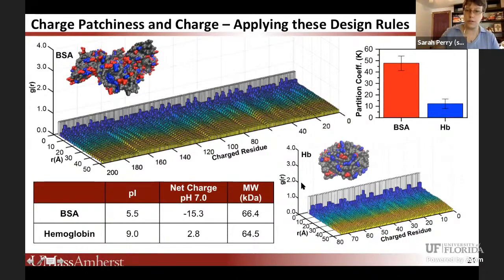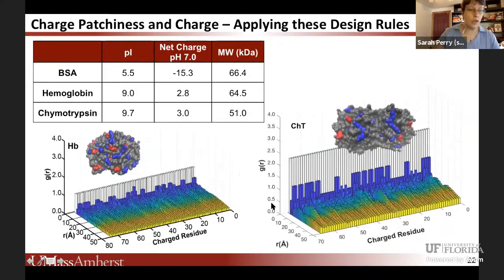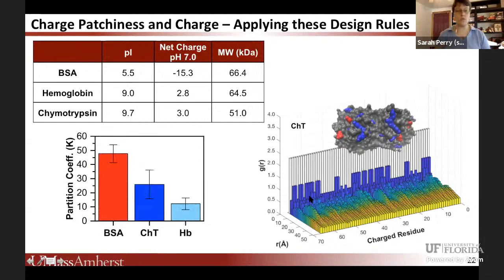Far higher partition. You can do the same thing comparing hemoglobin then to chymotrypsin, right? So chymotrypsin is a little bit smaller, but it has about the same net charge and a little bit of patterning or a little bit of patchiness. And so same charge, more patchiness. Yep. Chymotrypsin falls right in between the other two proteins. So we're developing these rules of thumb and these kind of heuristics for understanding this.